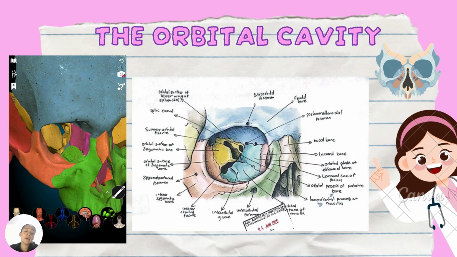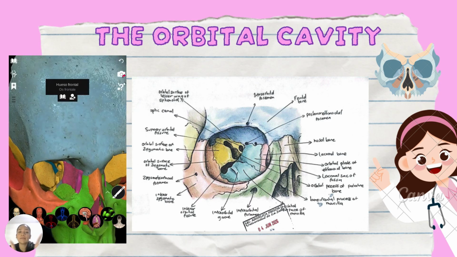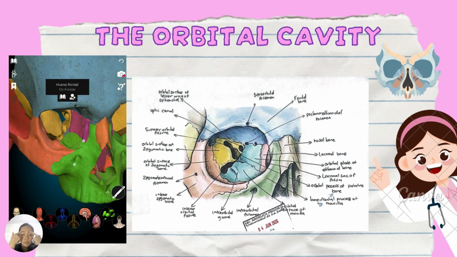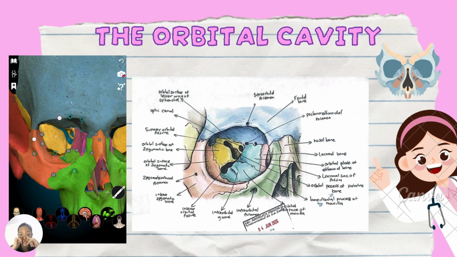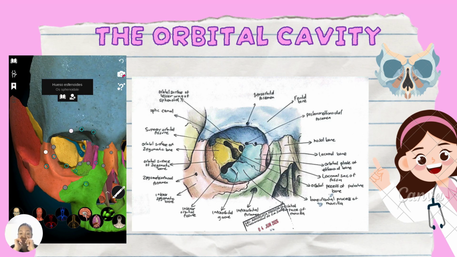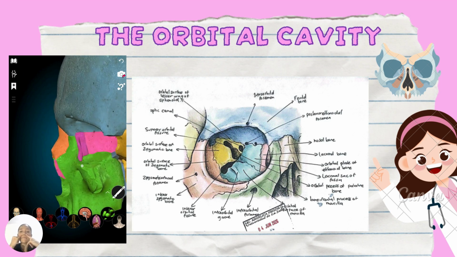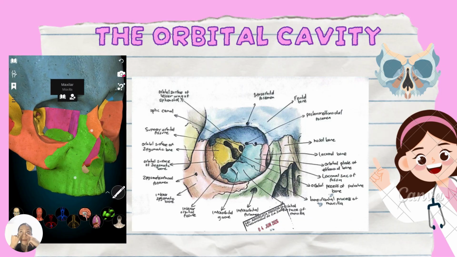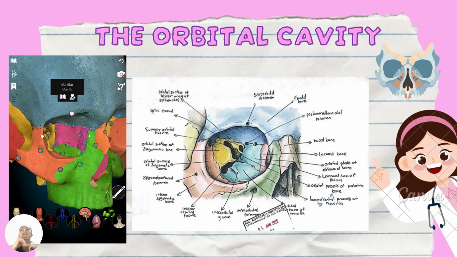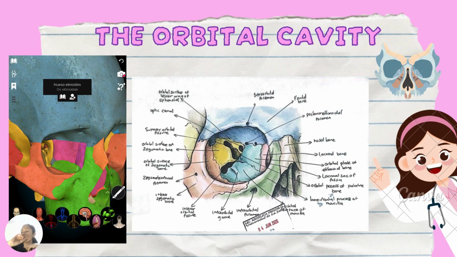The orbital cavity is formed by seven bones: the frontal bone, the sphenoid, that is located in the back part and looks like a butterfly. Then we have the zygomatic bone, the maxillary bone, the lacrimal bone, and also the palatine bone that is in the mouth.